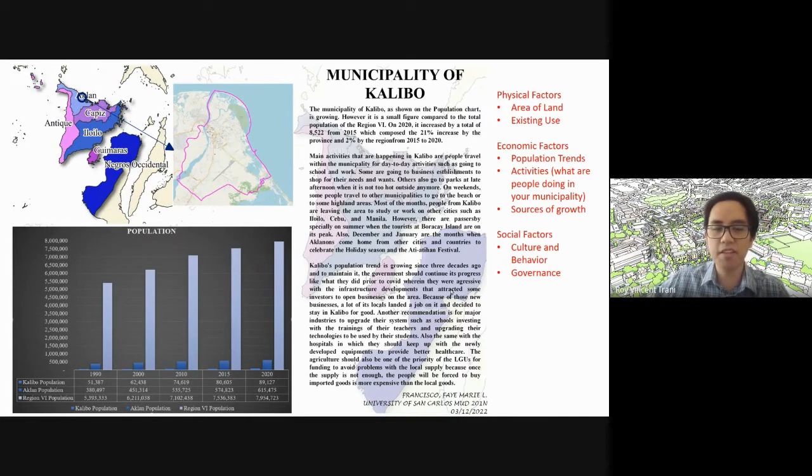So municipality of Kalibo, this is seat work 5. Based on her description, we can already see that the physical factors are highlighted. Economic factors are the most highlighted, and then she also touches on social factors. So what are these different factors here?